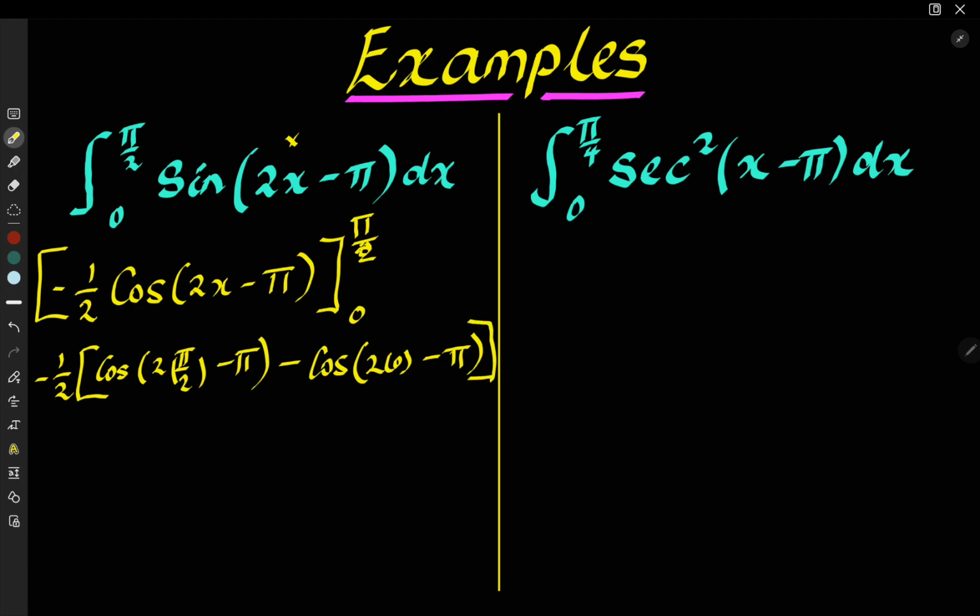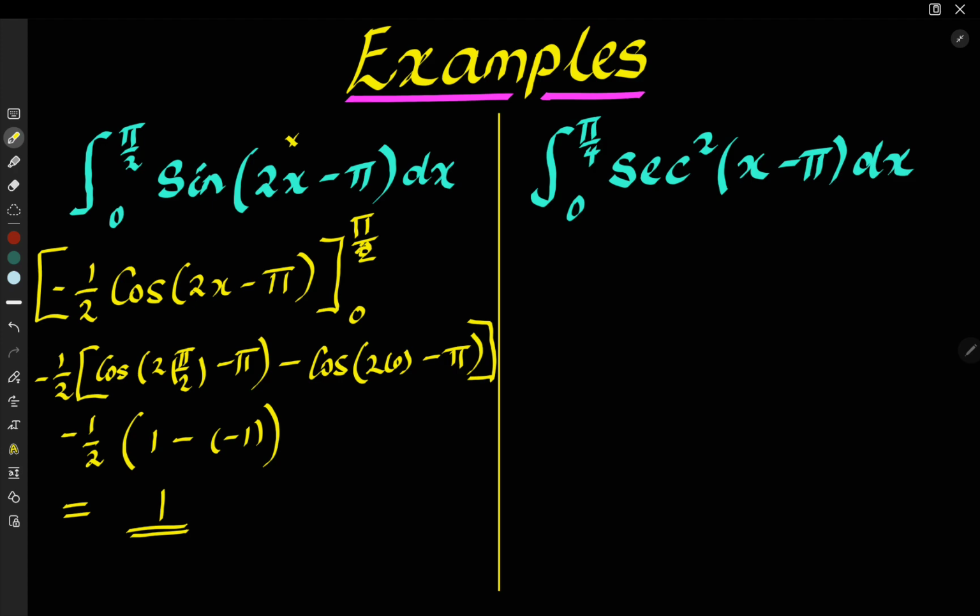Now if you simplify that, that will give you negative a half, then in a bracket, cos pi. These two cancel, that will be pi minus pi, so that will be cos pi. Cos pi is 1. Then minus, cos 2 times 0 is 0, so cos of minus pi will be negative 1. So it's a minus 1 as well. Then the answer will be negative half times 2, which will give you 1. That is how you do the definite integral of sine (2x minus pi) from the limits of 0 to pi over 2.